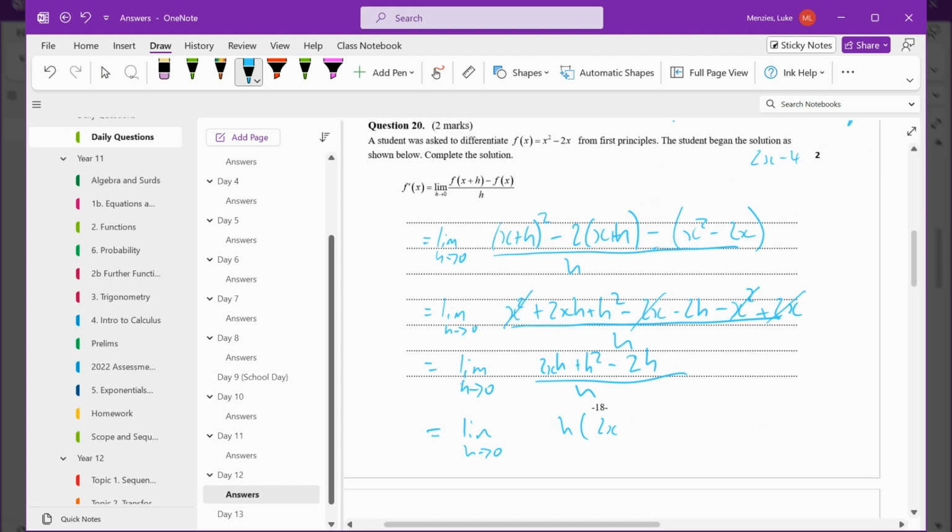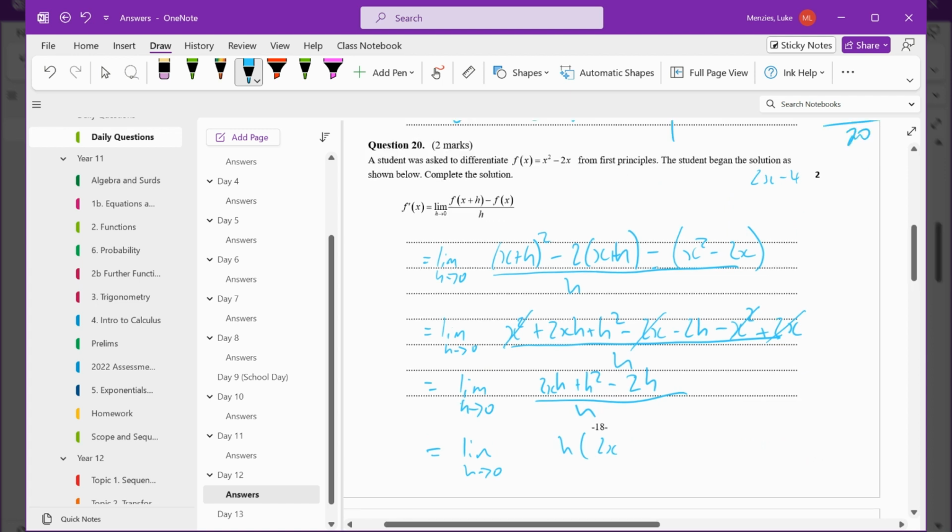Oops, I shouldn't have said 2x plus 4 up the top. What am I thinking? 2x minus 2. Saturday morning. Go Menzies. Plus h minus 2, which looks a lot better, all over h.